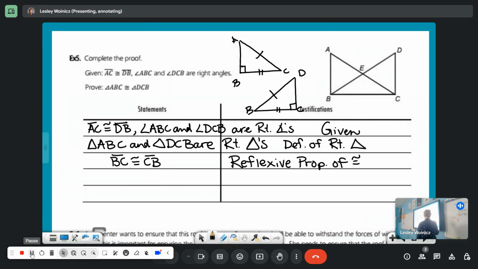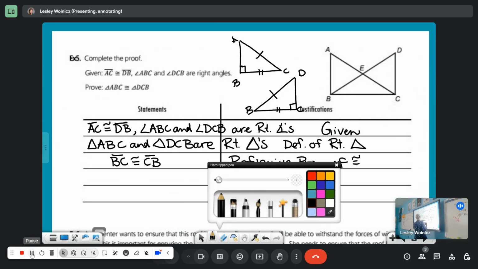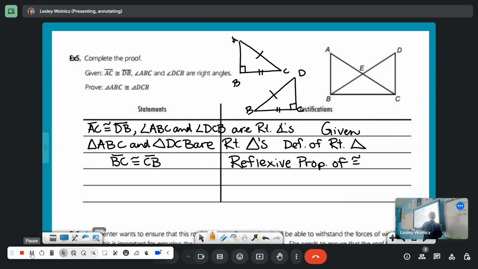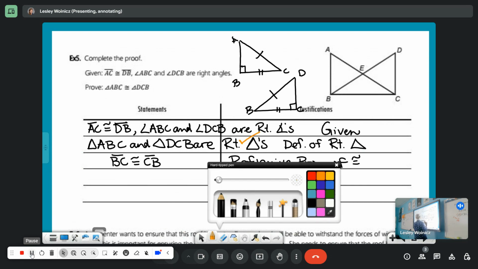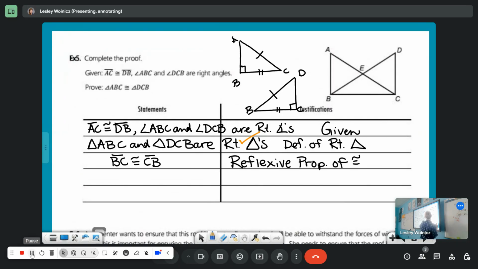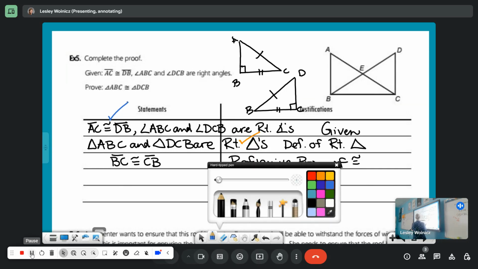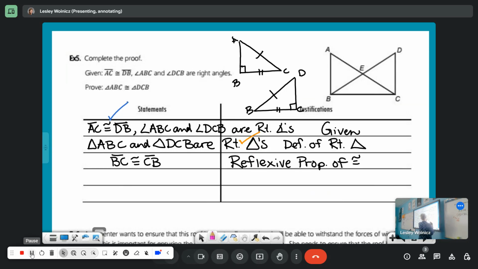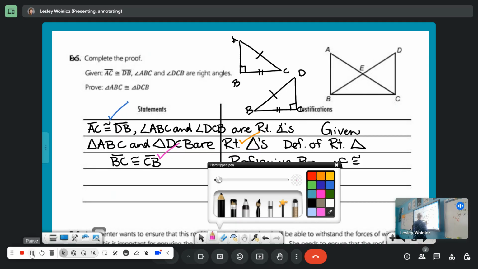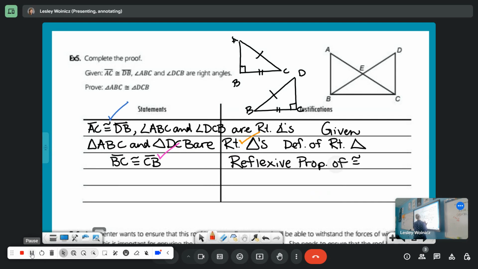Okay, so here's where we are. Do we have right triangles? Yes. Check. Do we have a pair of congruent hypotenuses? Check. Do I have a pair of congruent legs? Check. So I am allowed to use HL. I'm sorry, it just makes me think of a peg leg pirate. It's hypotenuse leg.